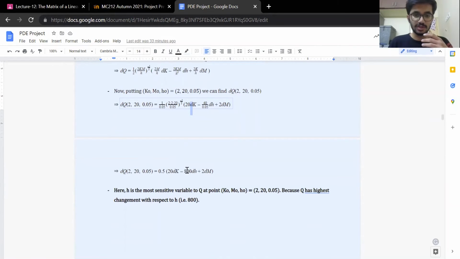So in the end, we got that DH has a coefficient of 800, so it's highly sensitive. H is the most sensitive variable of Q. Even a small change in H will lead to a huge change compared to DM and DK. So Q has the highest change with respect to H.